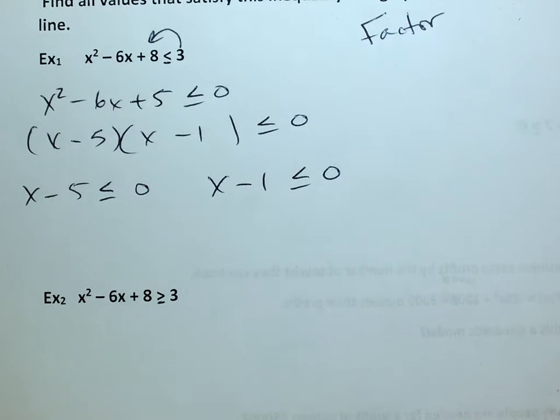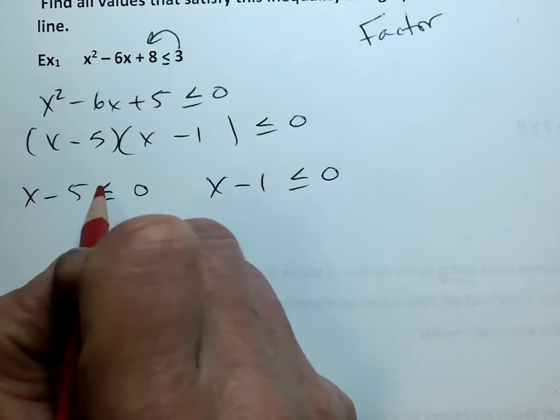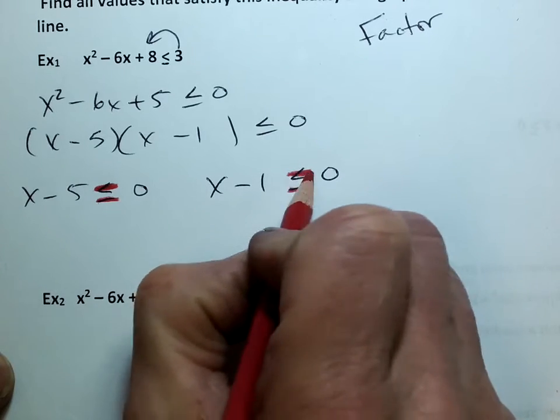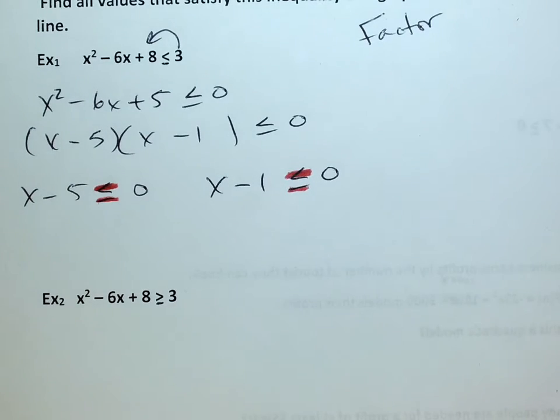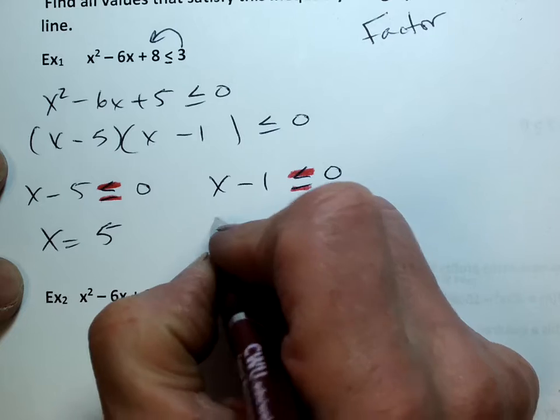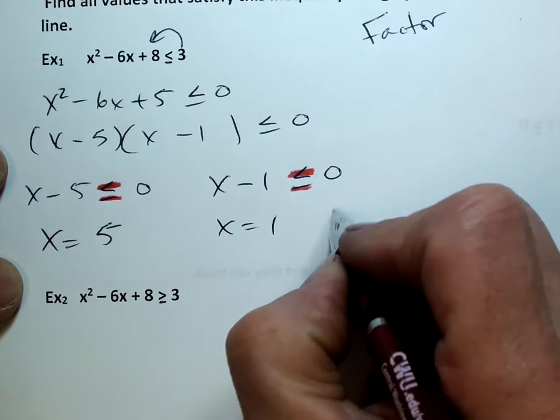I'm going to do something right now. I'm going to change these to equal signs because what I'm looking for are what we call the border points. These are the points that make it equal 0, not necessarily less than 0. So one border point is x equals 5, and the other border point is x equals 1. These are what I call my border points.